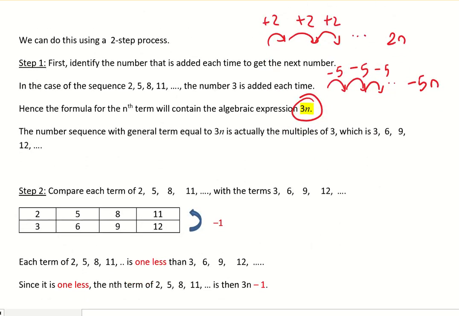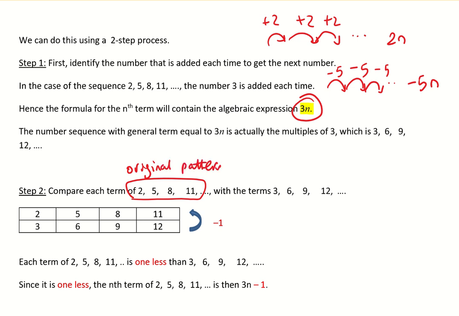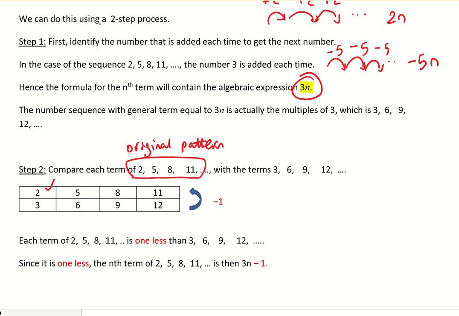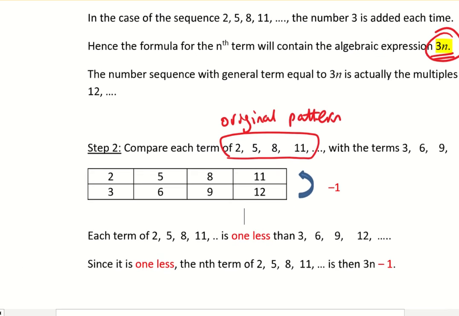The next step is for us to compare with each term. This is the original pattern given in the question, 2, 5, 8, 11 over here. And then when you created your 3n, you're going to get 3 times 1 is 3, 3 times 2 is 6. Basically, your 3 times table, 3, 6, 9, 12. Now that we have our 2 rows, this was our original. This is our 3 times table.